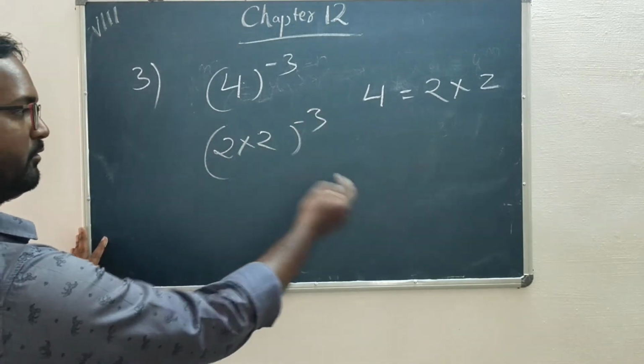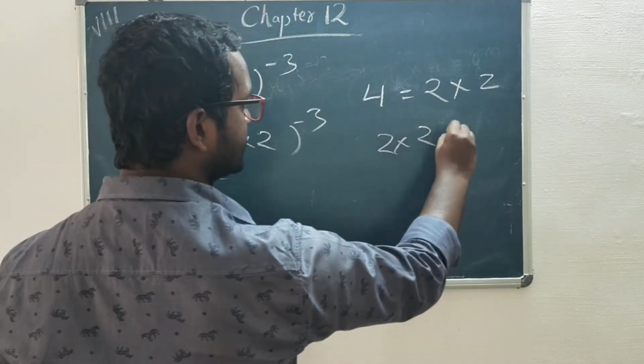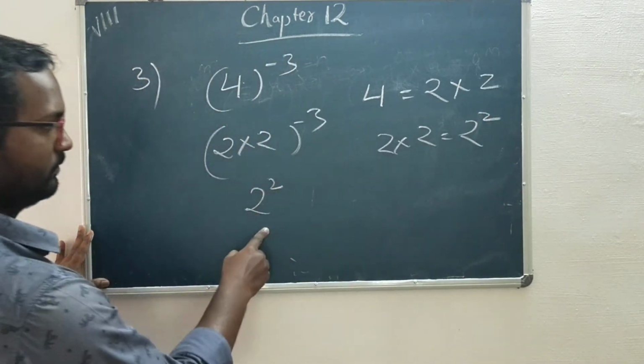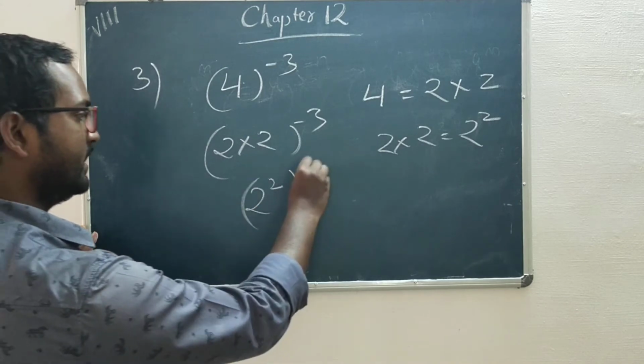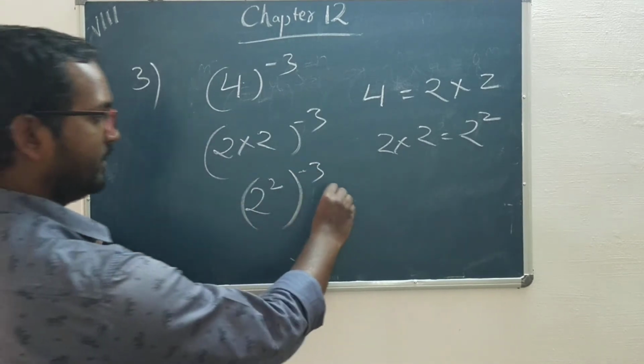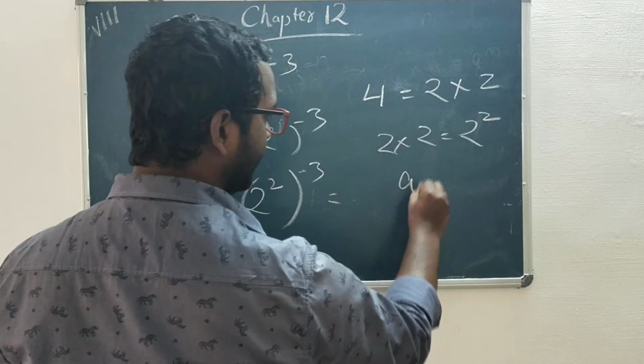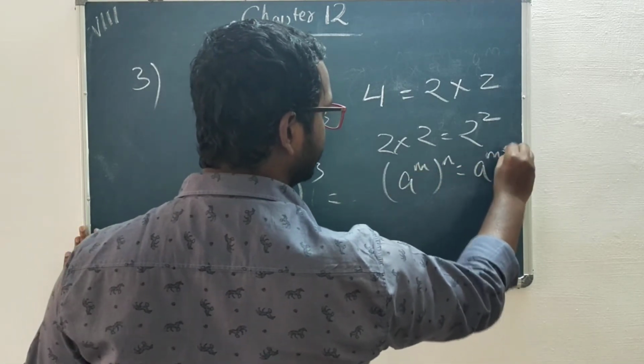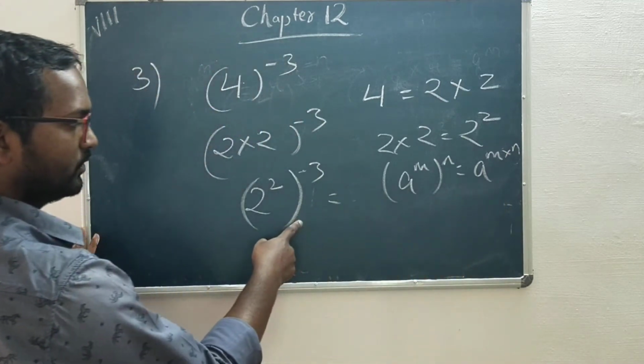Now 2 into 2 can be written as 2 power 2. So this can be written as 2 power 2 to the whole power minus 3. So finally, we know that formula already, a to the power m to the power n is equal to a to the power m into n. Same formula will be used here also.